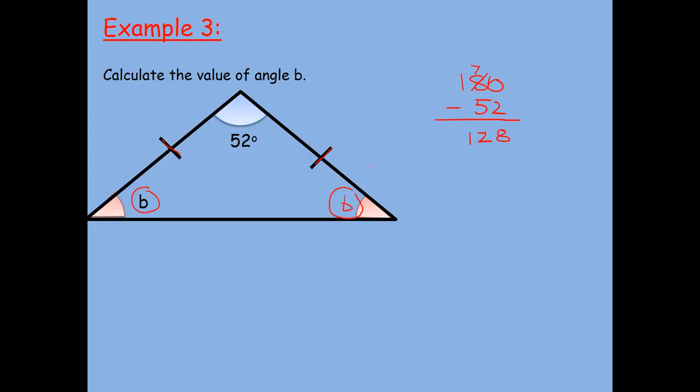So we then half that. You might be able to see that in your head, but in case you can't, just do a little bus stop. So 2 goes into 1 no times, 2 goes into 12 though, 6 times, no remainder, then 2 goes into 8 4 times. So each angle B must be 64. So we're going to write that down as B is equal to 64 degrees.